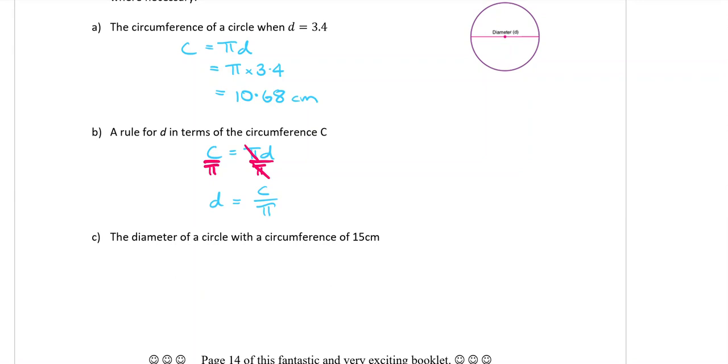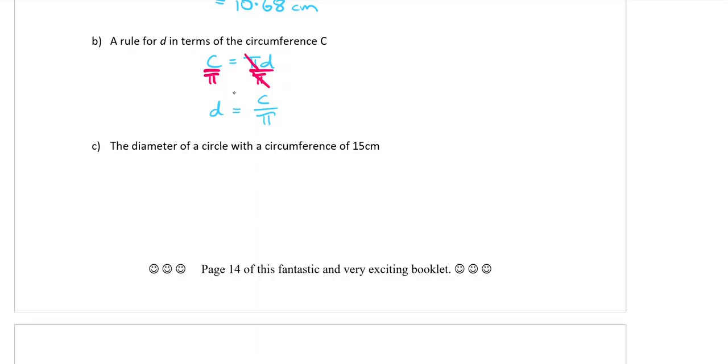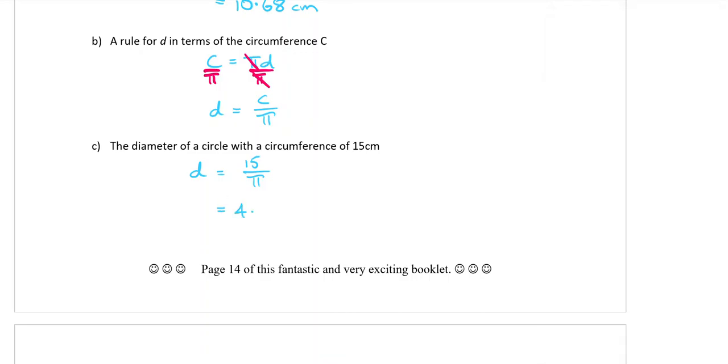Part C, we want the diameter of a circle with a circumference of 15. Since I have already rearranged my formula in part B, if I want to know what the diameter is, it is the circumference, which is 15, divided by pi. So we do 15 over pi, which is 4.77 centimetres.